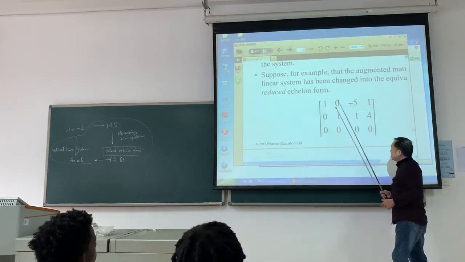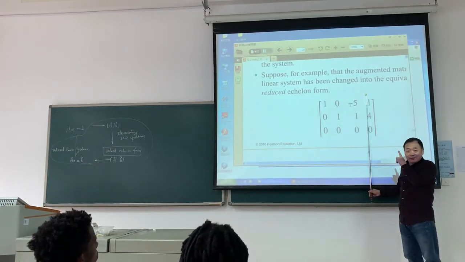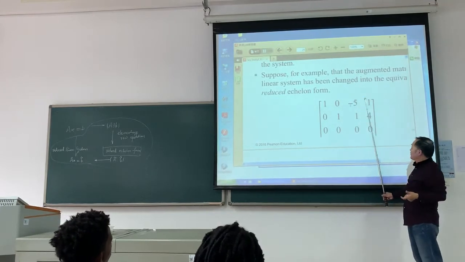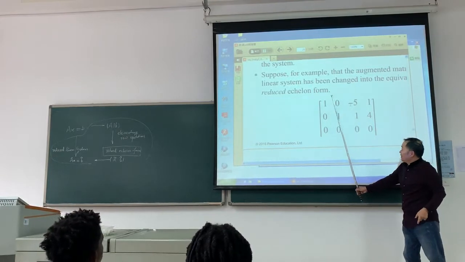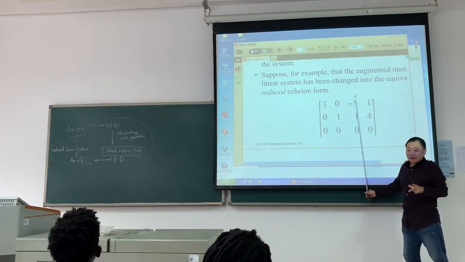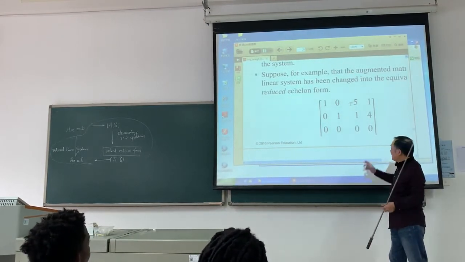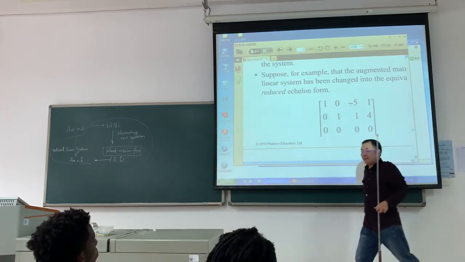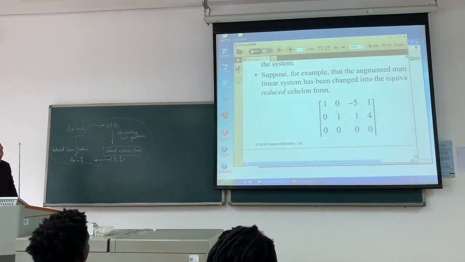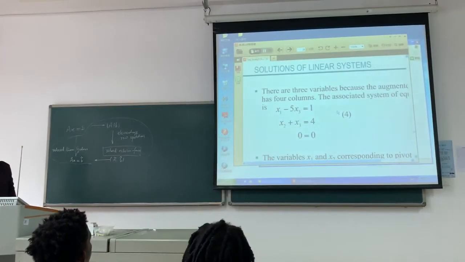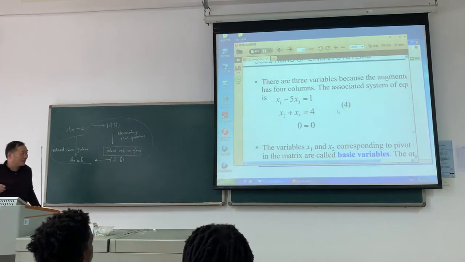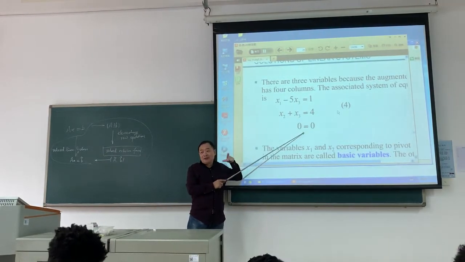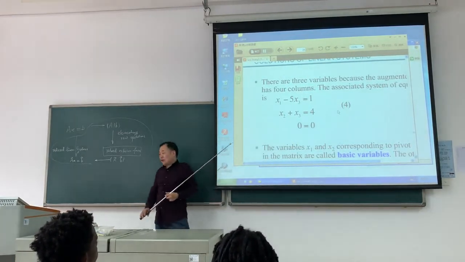Now, this is an augmented matrix. So from here, we divide this matrix into two parts. This is the head. And the first three columns are the head. And then we want to recover this matrix to a linear system. This system is here. This equation we can ignore.